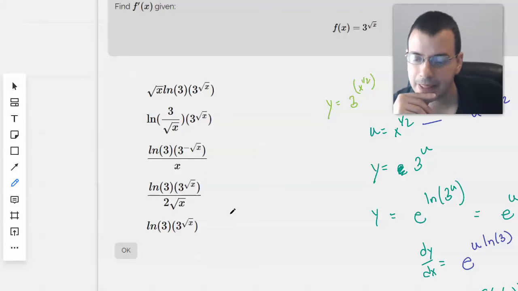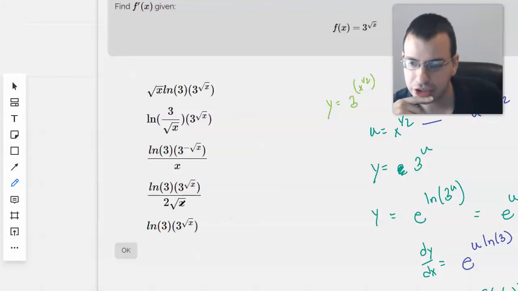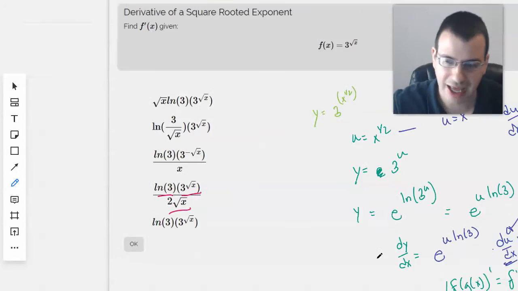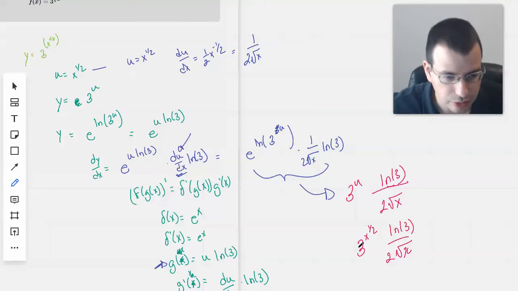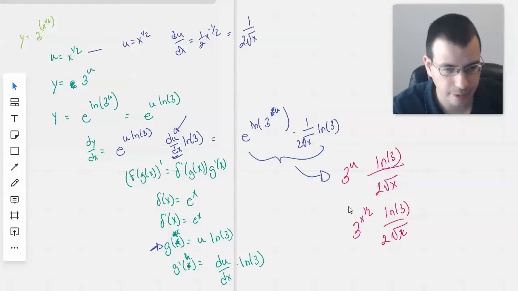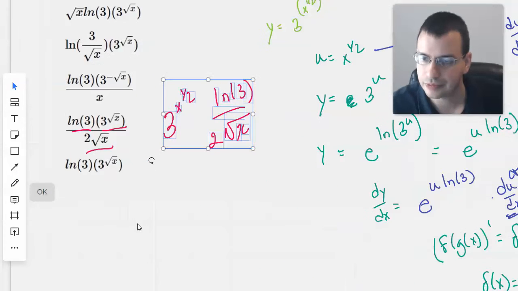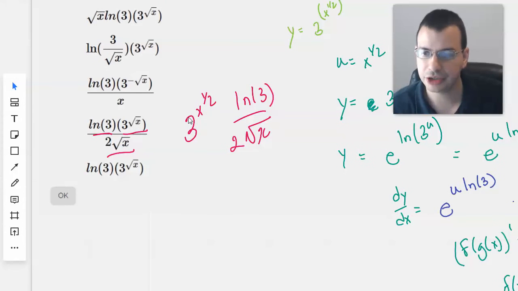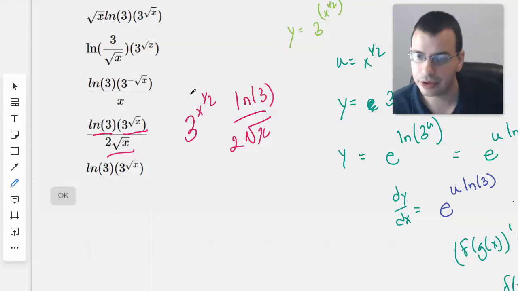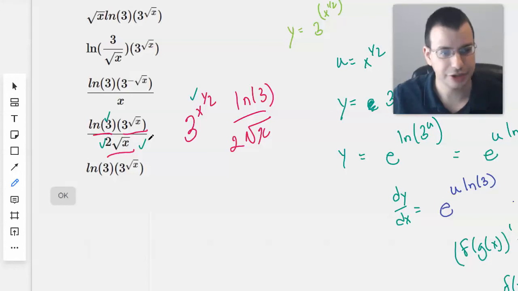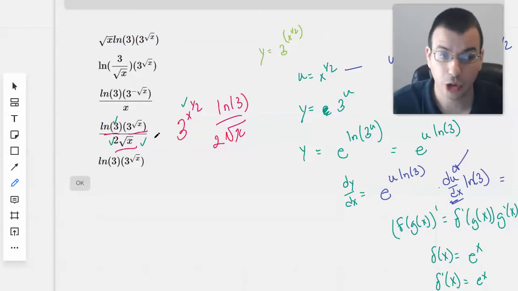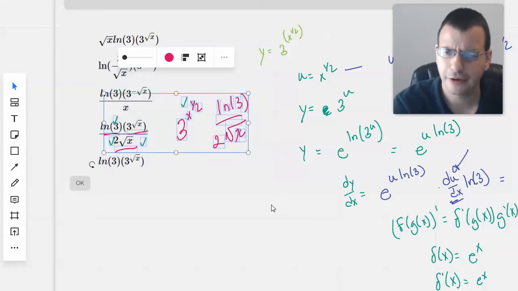Let's see if there's anything over here that looks like it. So here's a 2 square root of x, here's a natural log of 3, here's a 3. Is that exactly what we want? It may very well be. So we have 3 to the x to the 1/2, check. Natural log of 3, check. We have a 2, check. And a square root of x. Okay, so that's the correct answer, or at least that's the same answer that we got, which I think is correct.